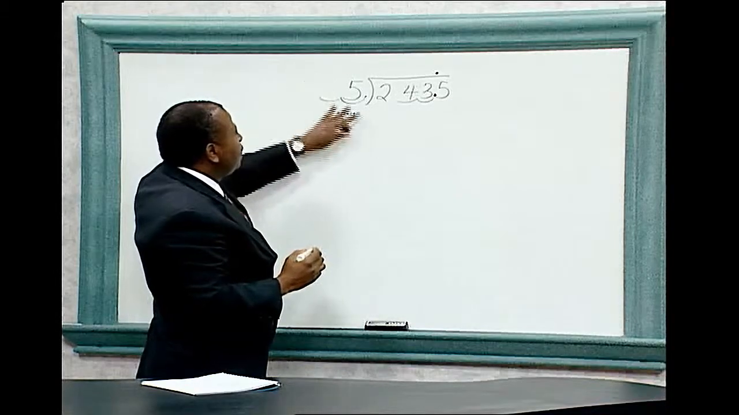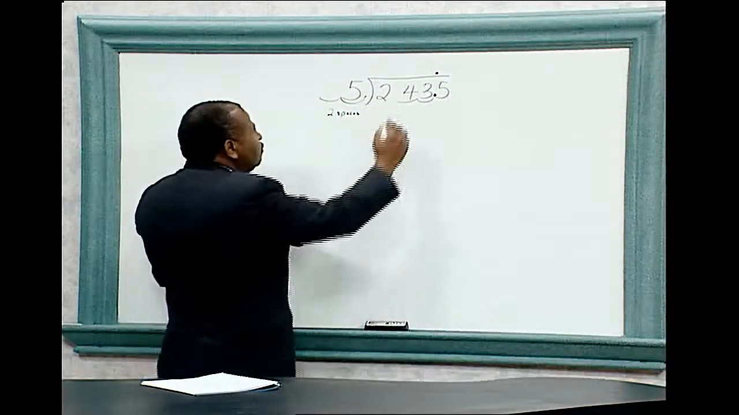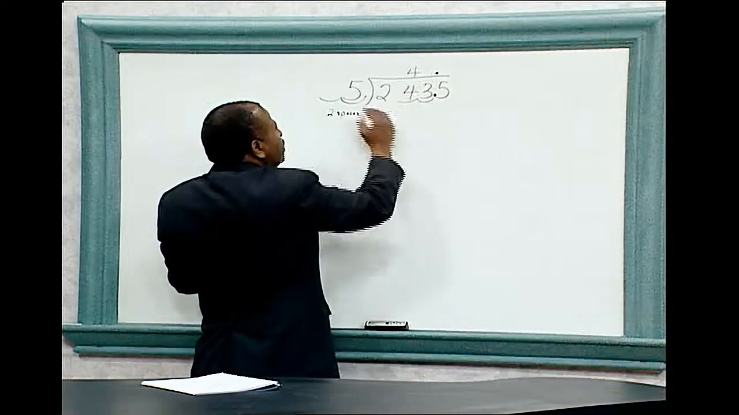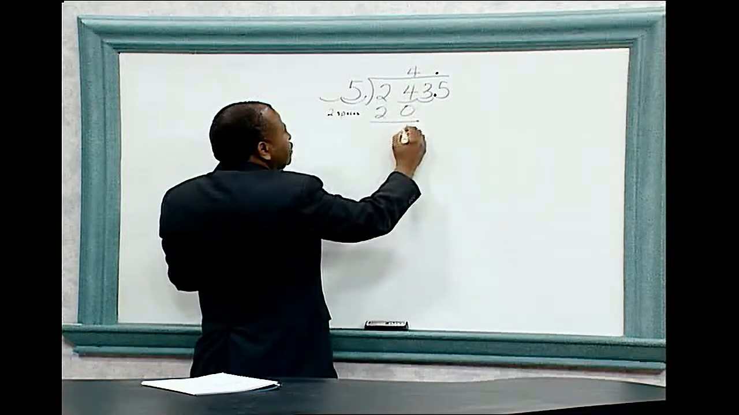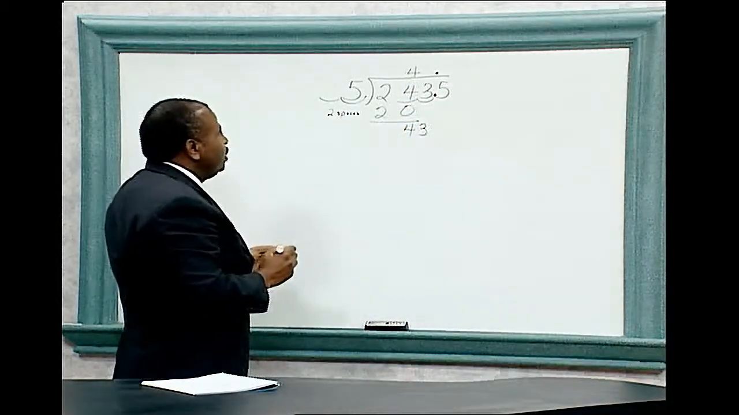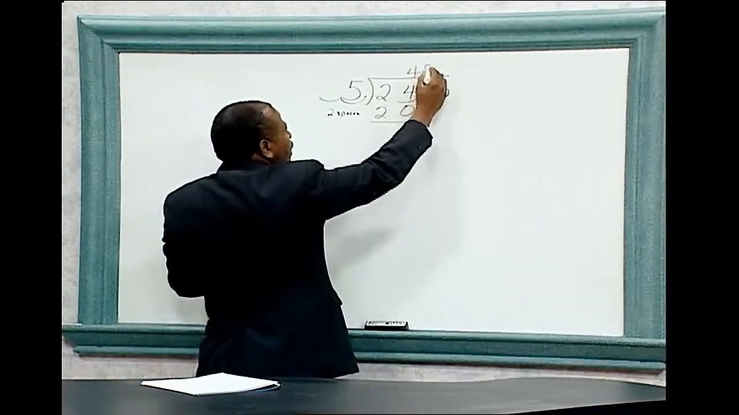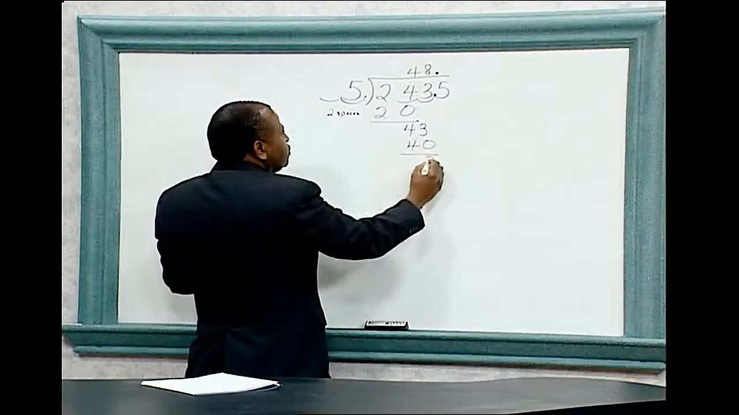Let's divide. 5 will divide into 24 4 times. 4 times 5 is 20. Subtract. 0 from 4 leaves 4. Bring down the 3. 5 will go into 43 8 times. 8 times 5 is 40. Subtract. 0 from 3 leaves 3.